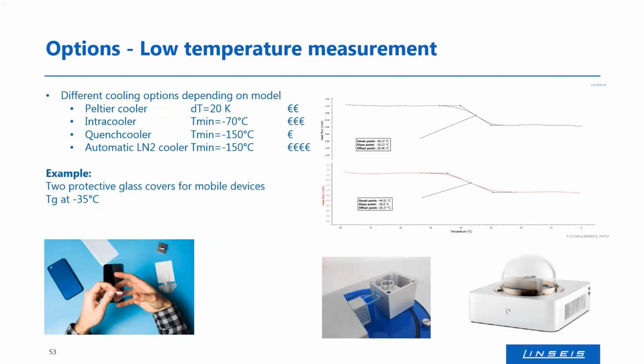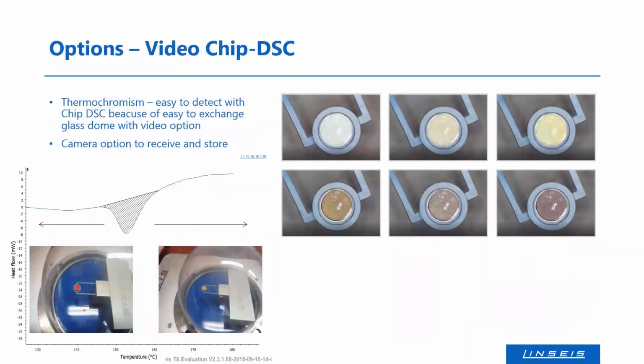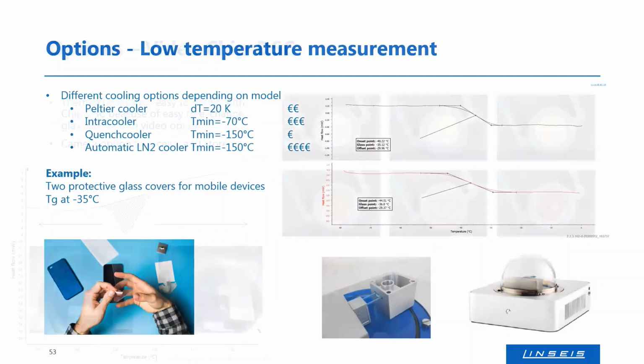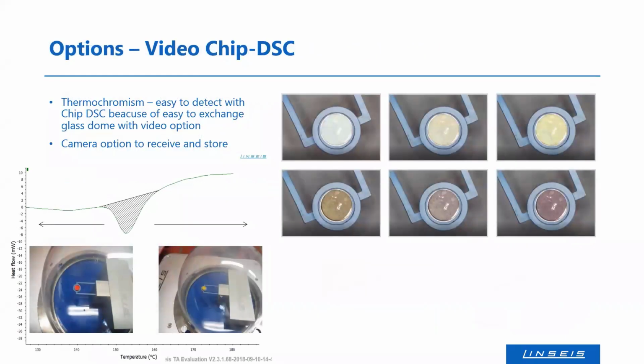We have different coolers which can be attached to the high-end DSC. It's the Peltier cooling. It goes down to minus 20 degrees Celsius. Intracoolers go down to minus 70, or quench cooling with liquid nitrogen down to minus 150. Here is an example of the video chip DSC. So a camera can be attached and then you can record videos.